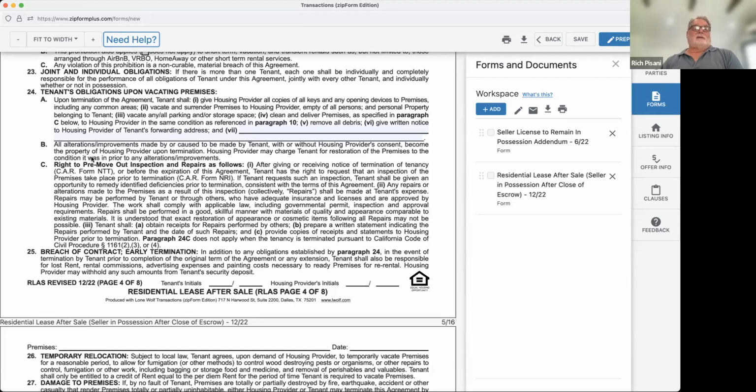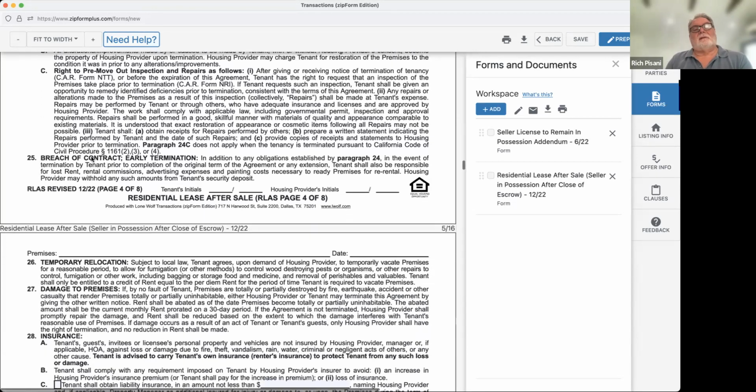Right to pre-move out inspection and repairs. After giving or receiving notice of termination of tenancy, or before the expiration of this agreement, tenant has the right to request that an inspection of the premises take place prior to the termination. If tenant requests such an inspection, tenant shall be given an opportunity to remedy identified deficiencies. Not many people do this. I think it's a good idea, saying, hey, look over this because I want my deposit back.